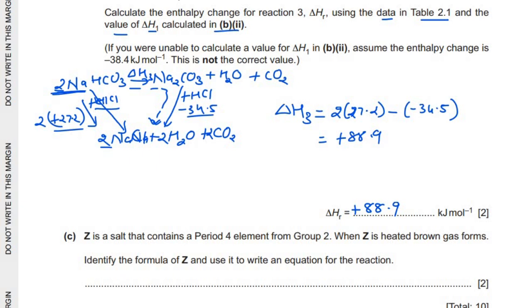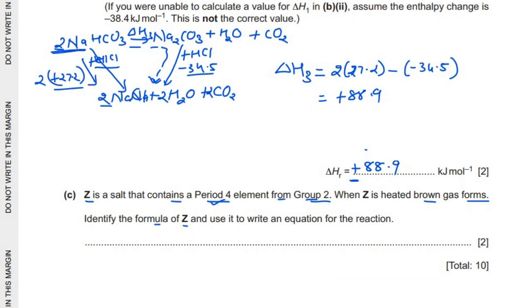We need to mention the sign wherever possible because in enthalpy change, the positive and negative sign matters. Let's see what the next question says. Z is a salt that contains a period 4 element from group 2. We can look at the periodic table to check which element is in group 2 and period 4. When Z is heated, a brown gas is formed. Identify the formula of Z and use it to write an equation for the reaction.